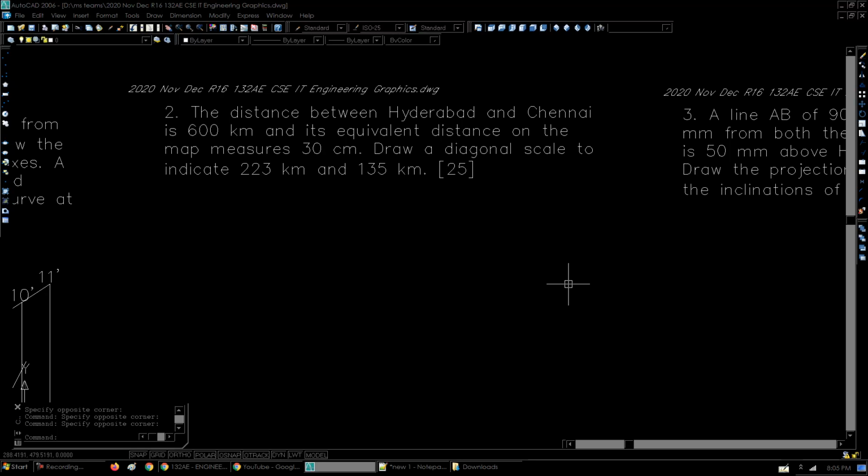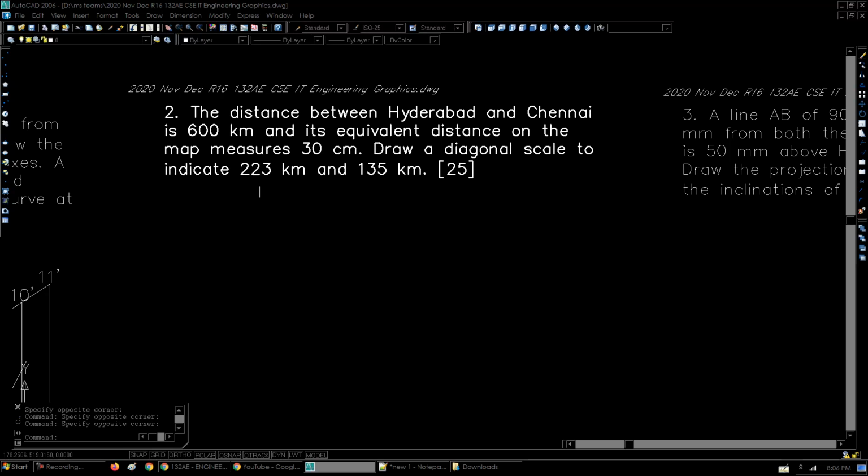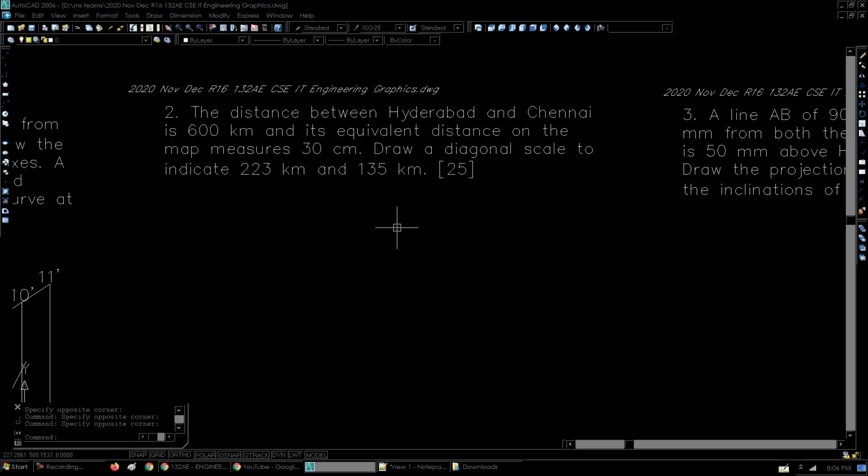Even though he's telling us that 600 kilometers are measuring 30 centimeters, you're not actually supposed to draw 30 centimeters on the drawing sheet, because 30 centimeters is a very big number, especially considering the small drawing sheet provided for the JNTU examinations. So what do we have to do? We have to find out what is the maximum length that would allow us to mark these distances on it.